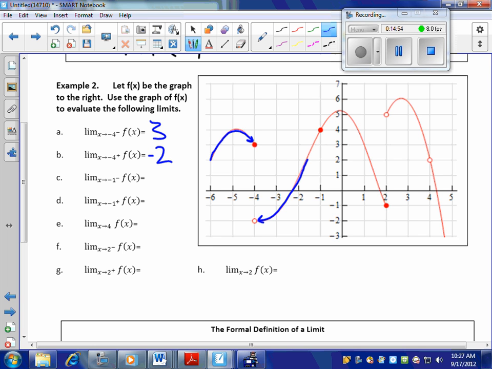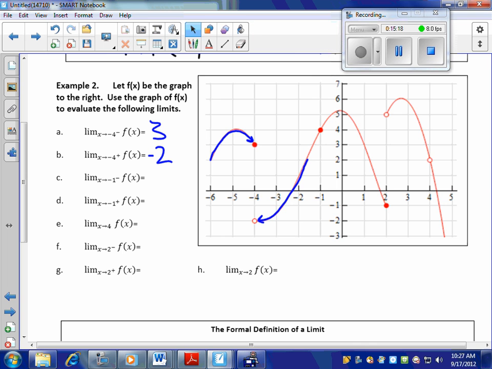Crucial that you understand this question. If I plug in negative 4, do I get negative 2? No, if you plug in -4, you get 3. So it's okay if the limit is different than the actual function value at that spot. It's what it's getting close to. Okay? It's what it's getting close to.